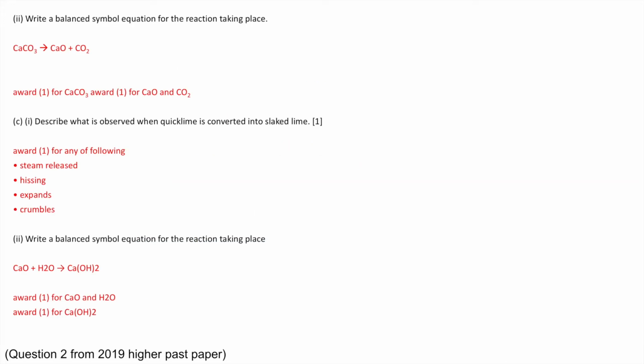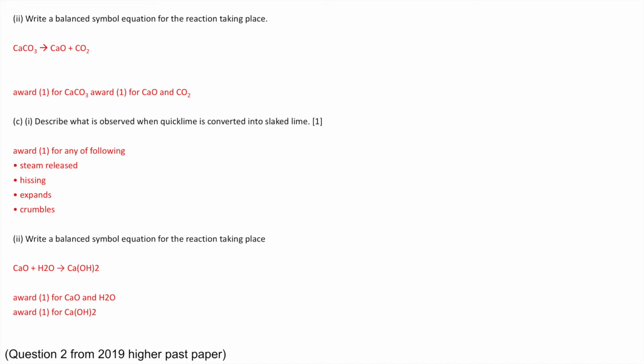Right, next, we're asked to write a balanced simple equation for the reaction taking place. Now, that is your calcium carbonate, which when heated will decompose to calcium oxide, as well as CO2 gas being given off. You get 1 mark for correctly identifying the structure for the calcium carbonate, and 1 mark for the calcium oxide and CO2.